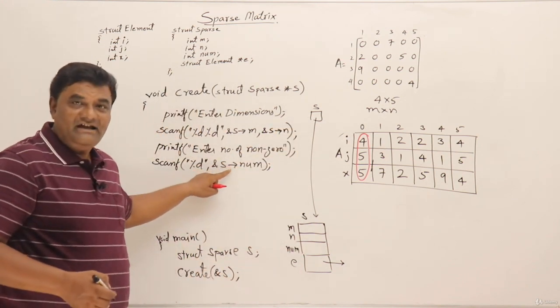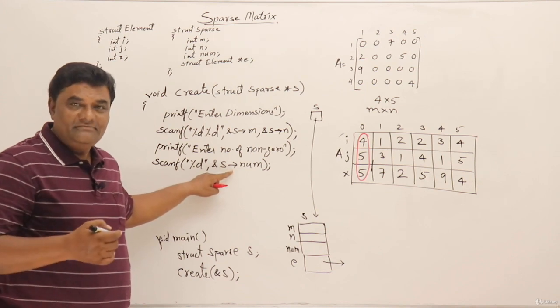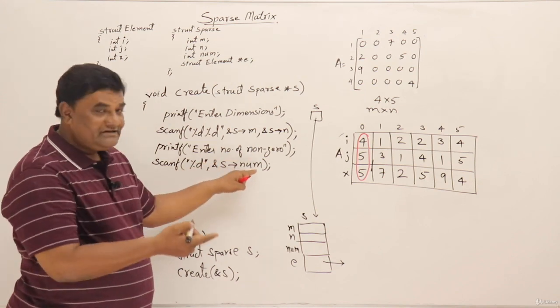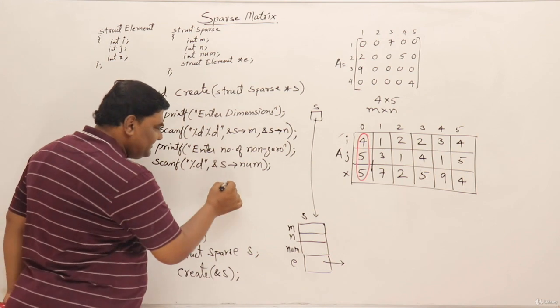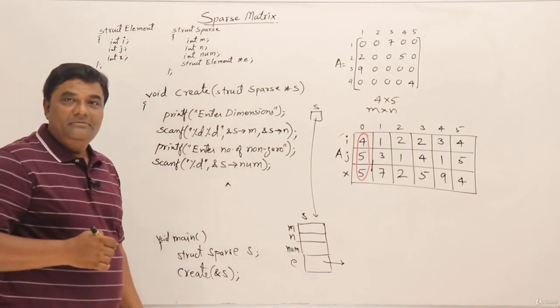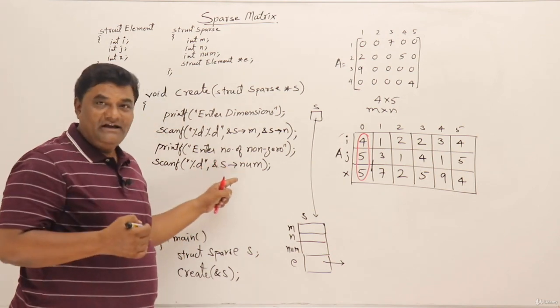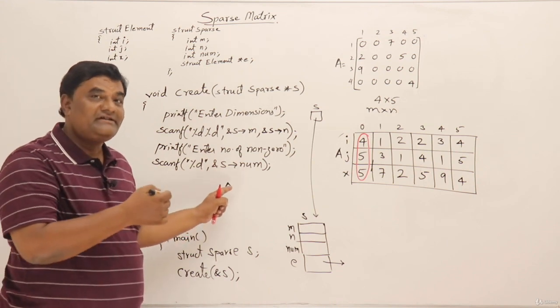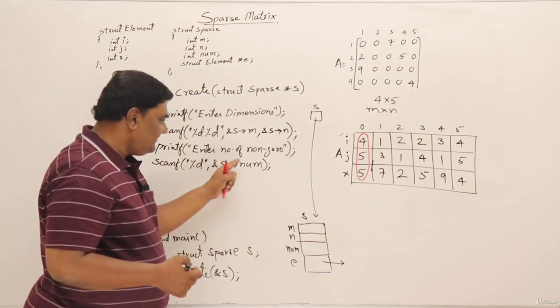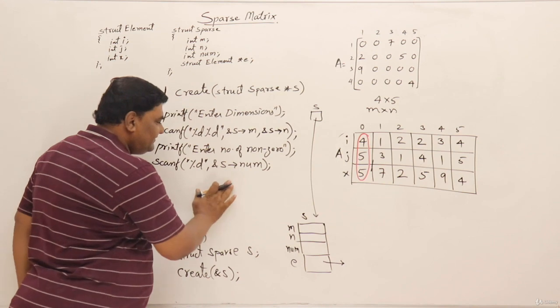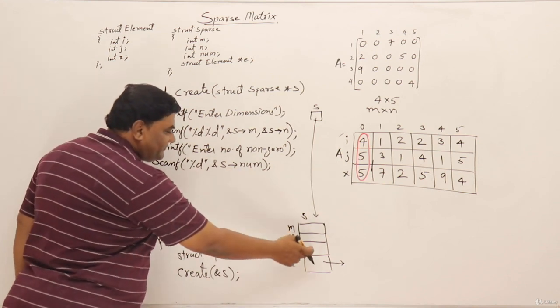Let us read it as caps. Actually this is not a caps symbol, but S caps num. Instead of saying arrow, I feel comfortable calling it caps. So S caps num, reading the number of non-zero elements.